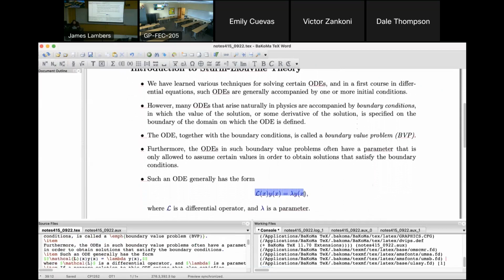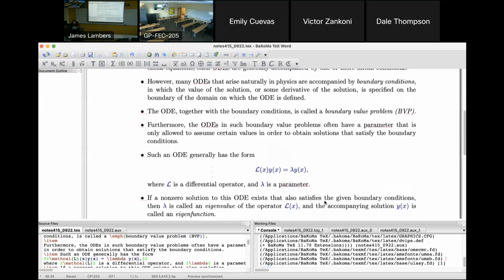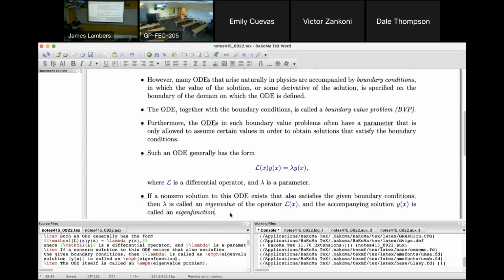So this is that kind of problem. L is some linear differential operator, and then lambda is some unknown parameter, and we require the solution y of x to be some non-zero function that satisfies this for some value of its parameter lambda and whatever boundary conditions we have. So when that happens, we call lambda an eigenvalue, and the solution y of x that goes with it is called an eigenfunction. And to emphasize, we just make it an eigenpair.